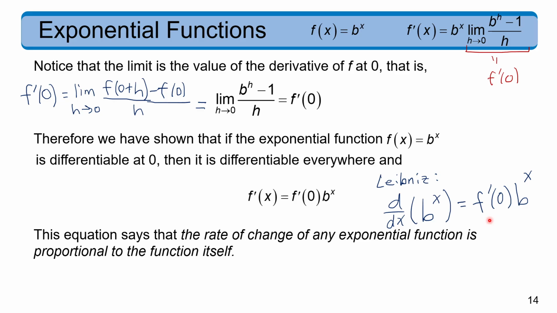Whenever we have a constant times something, we say it's proportional to that thing. So the derivative of b to the x is proportional to b to the x. In other words, it's proportional to itself. Now the value of f prime of 0 will depend on what b is. So for example, this could be 2 to the x or 3 to the x or 12 to the x. That will determine, whatever that base b is, the value of f prime of 0. So we'll explore this more in the next slide.